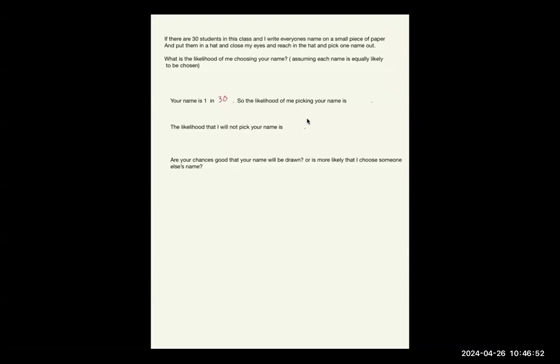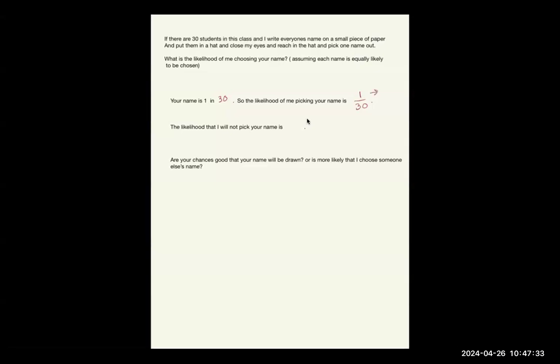So the likelihood of me picking your name is one in 30. Often we write probability as a fraction. On the numerator, we write the number of ways that what we want happens. So there's one way for me to pick your name, because there's only one little paper with your name on it in the hat. And then the denominator is the total number of things that could happen, all the papers in the hat. Right? So that's why it's one out of 30.